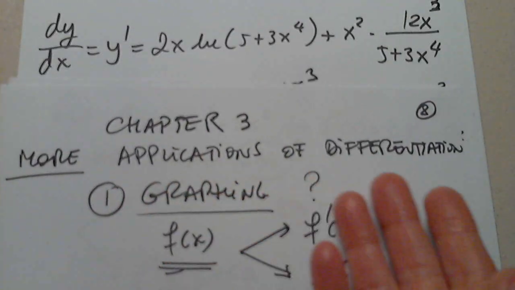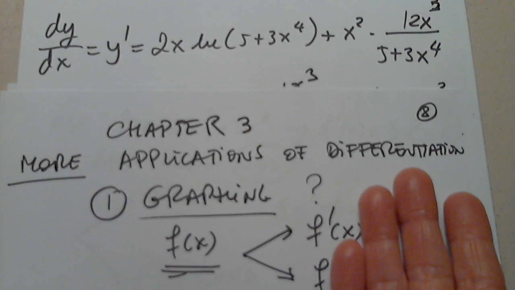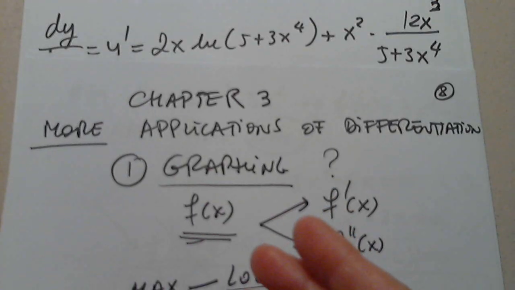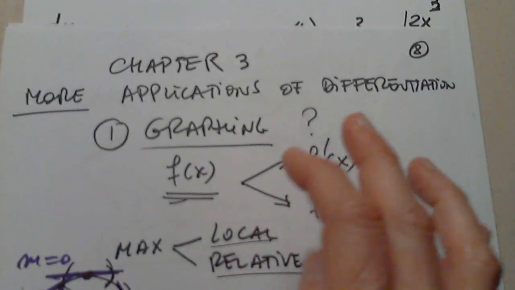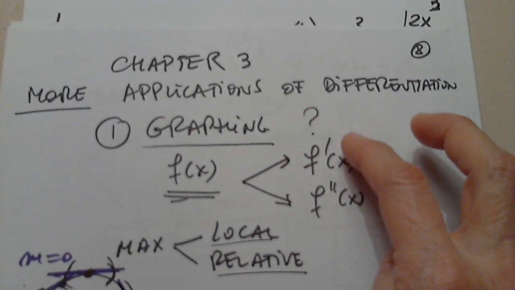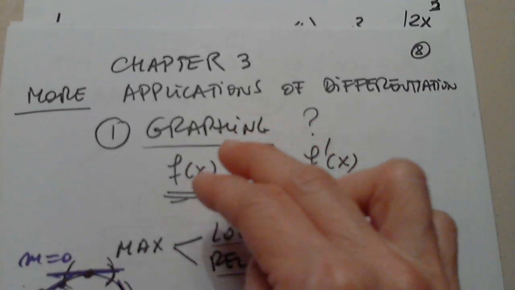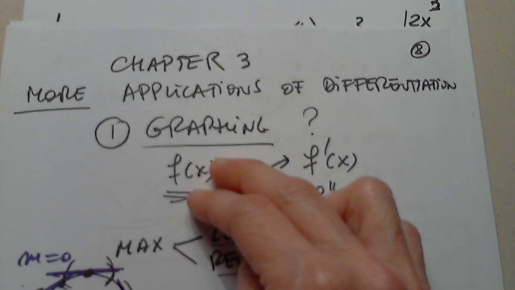So we have many applications of differentiation. That's why we study differentiation so much. And one of the applications is graphing. We're going to add more. These two derivatives, the first derivative and the second derivative, give us a lot of information about the function.